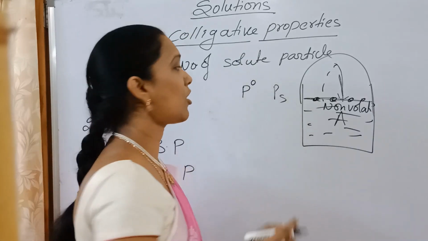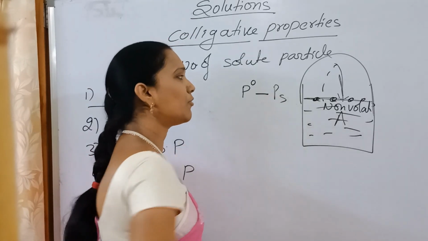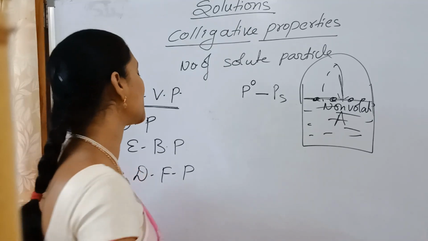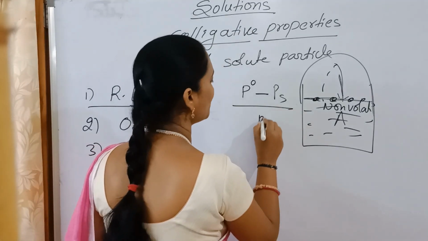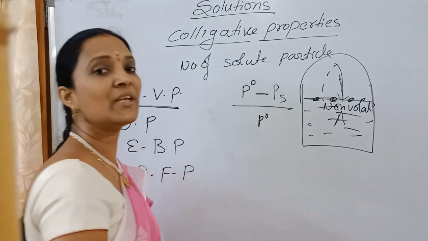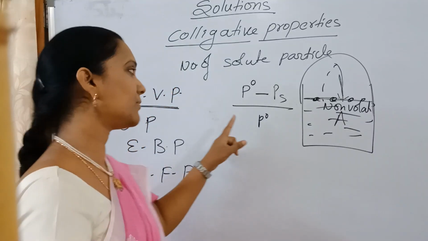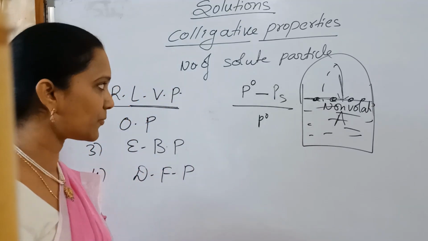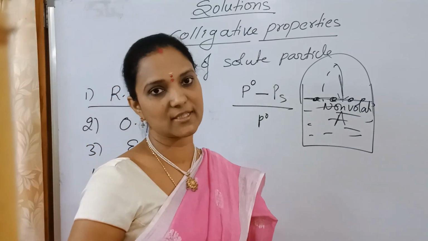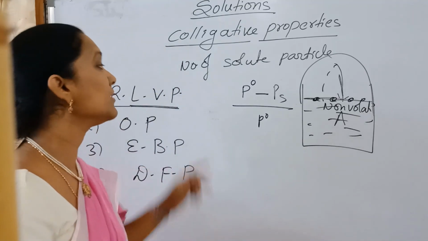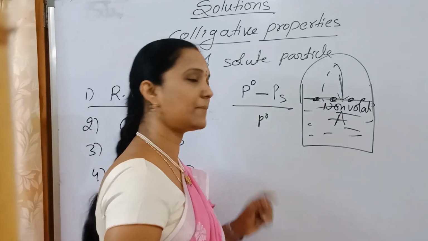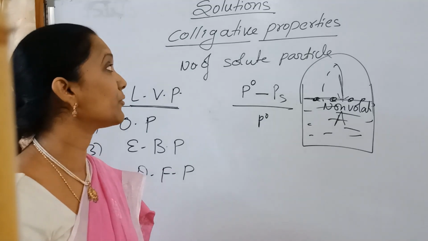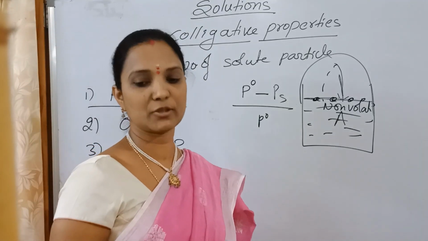Something decreased. How much decreased? That is the lowering of vapor pressure. We are taking the ratio of this lowering of vapor pressure to the vapor pressure of the pure solvent. Now it is the relative lowering of vapor pressure. So P naught minus Ps by P naught is the relative lowering of vapor pressure, and this relative lowering of vapor pressure is a colligative property.